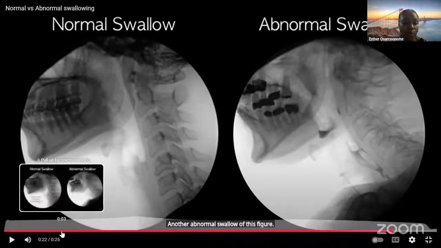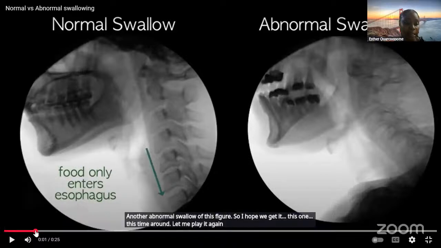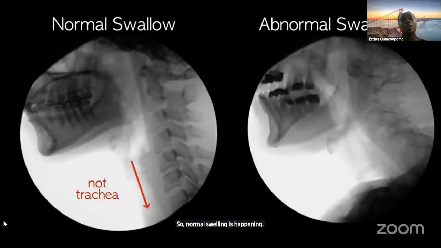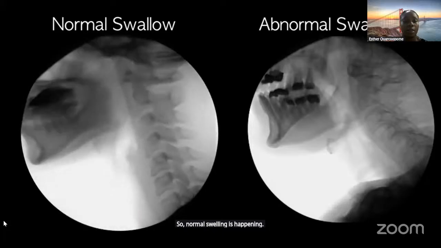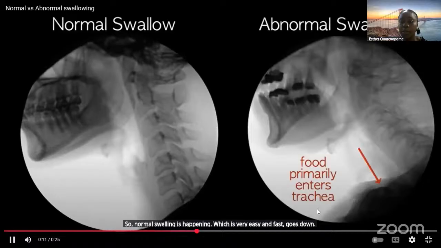So I hope we get it this time around. Let me play it again the last time. So normal swallowing is happening, which is very easy and fast, it goes down.